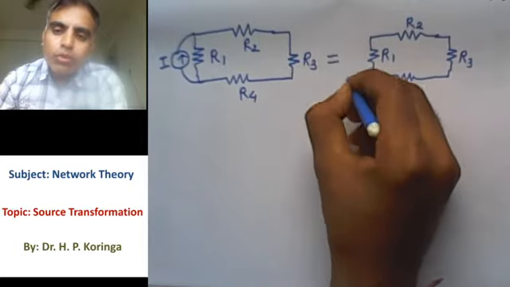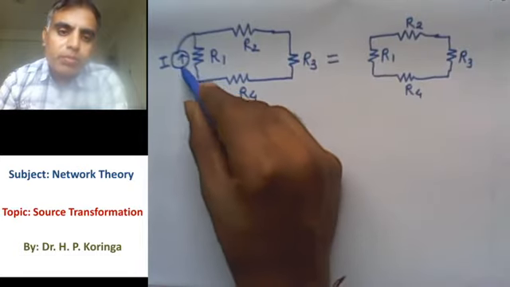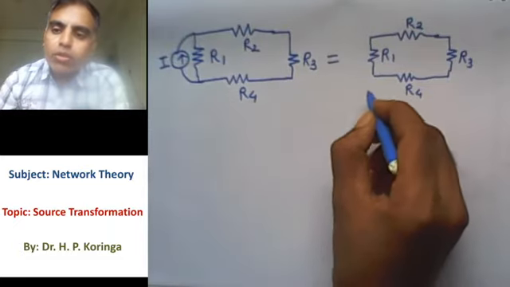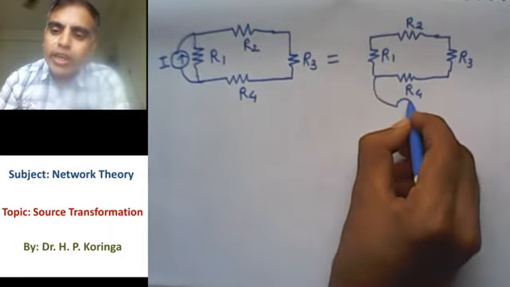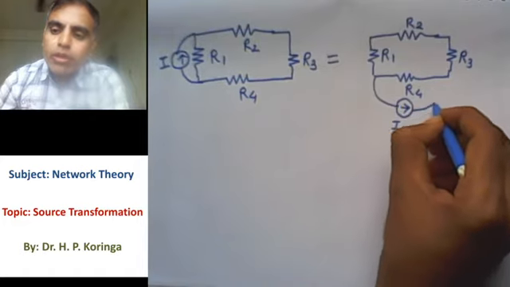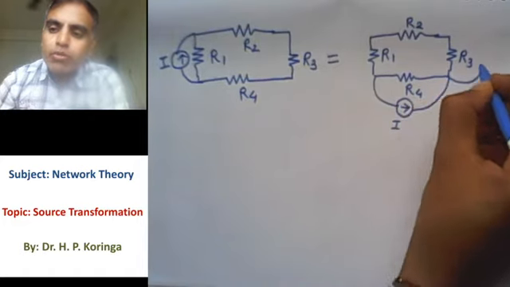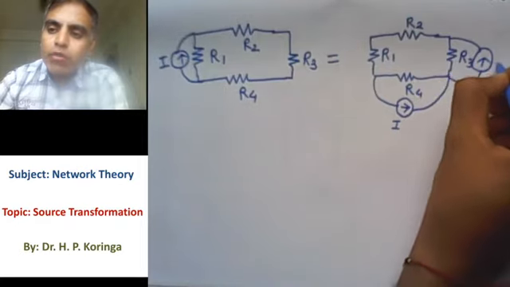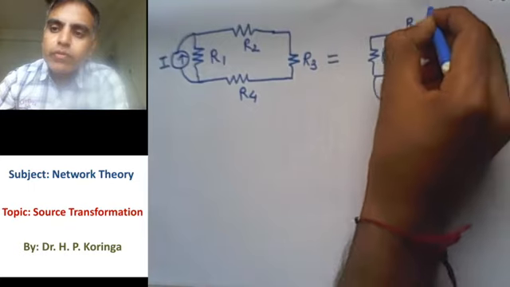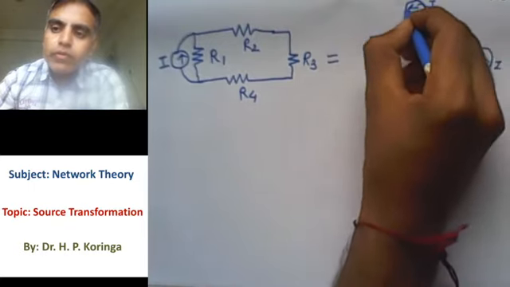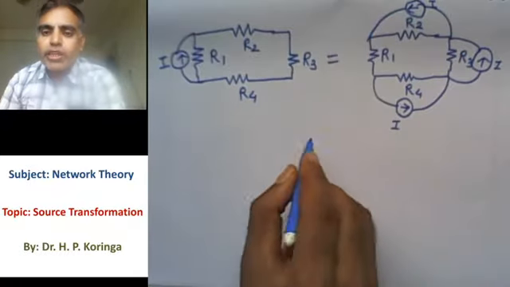So we can remove this current source which is parallel to R1, and here the direction is clockwise, so in opposite we have to connect in an anti-clockwise direction. The same value of current source we have to connect parallel to all the branches in an anti-clockwise direction. Both the networks are equivalent.